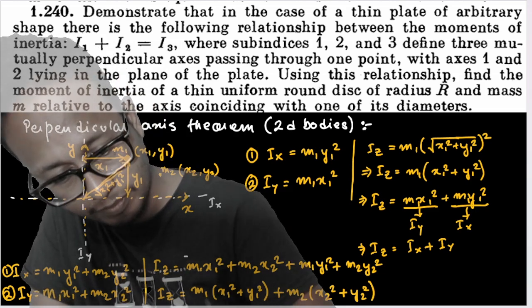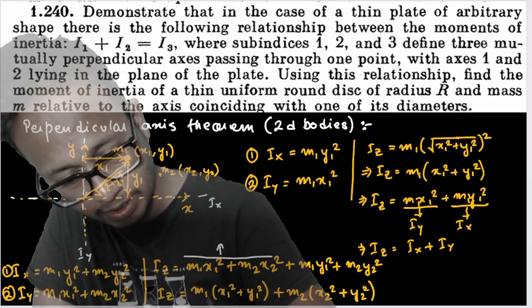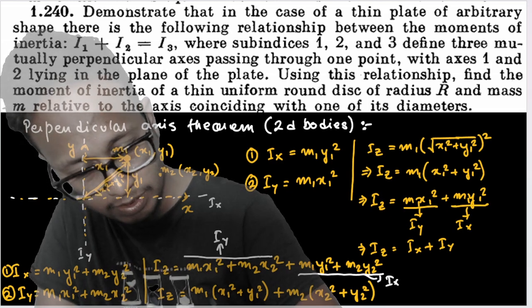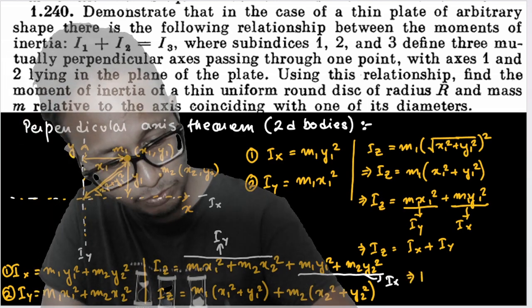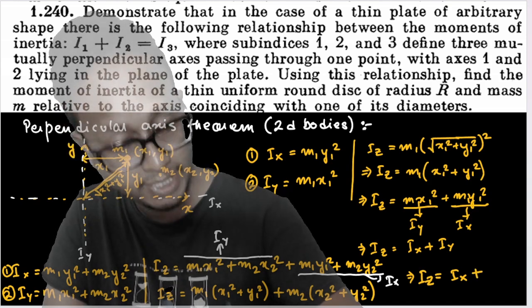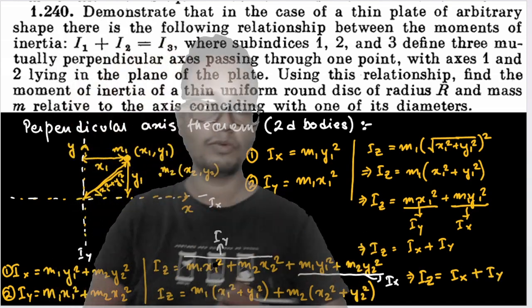Now this entire term is nothing but Iy, and this entire term is nothing but Ix. So I can easily see that the moment of inertia through the z-axis, even for a collection of particles, is nothing but the moment of inertia passing through the x-axis plus the moment of inertia passing through the y-axis.